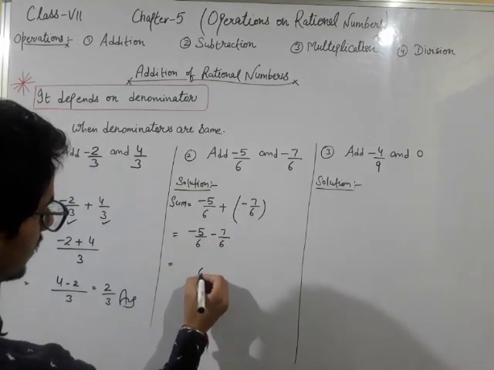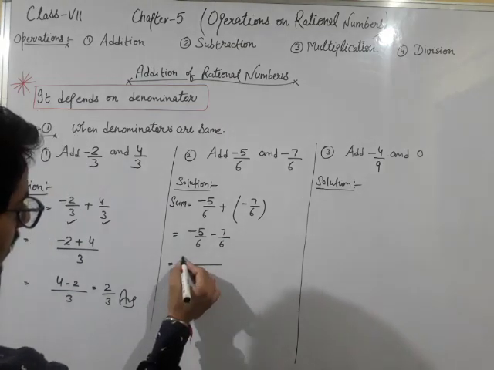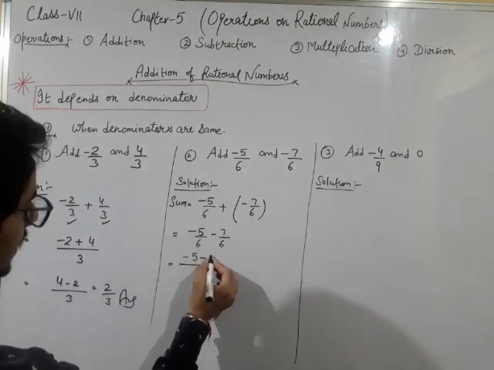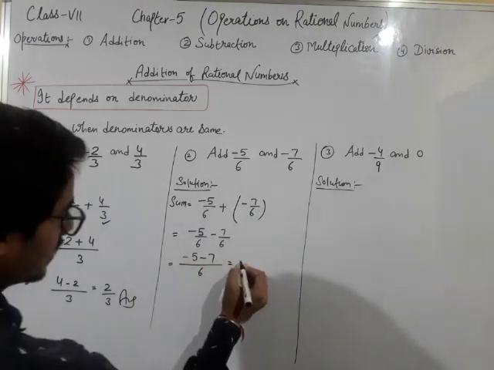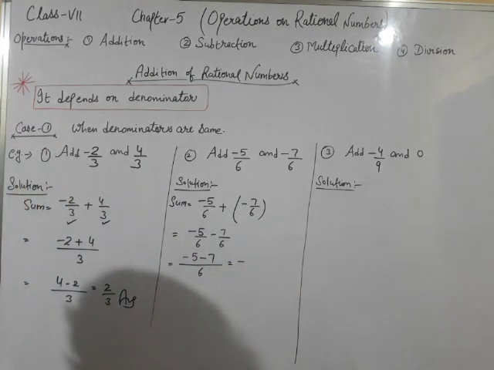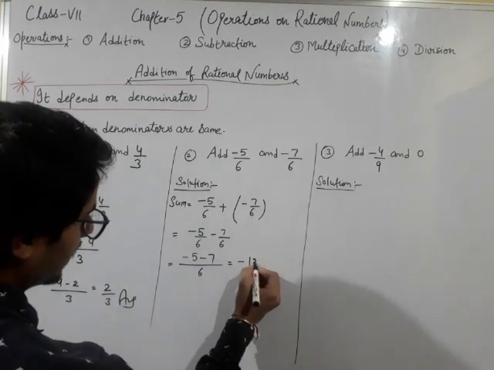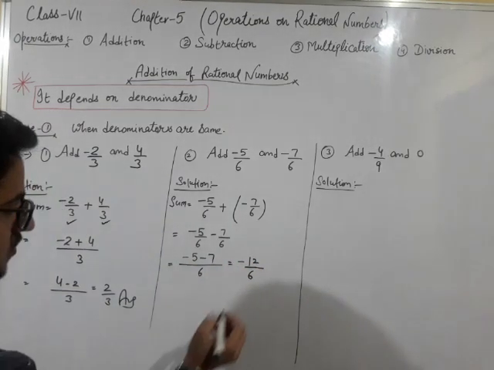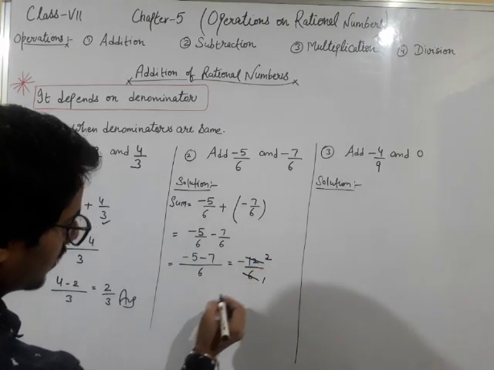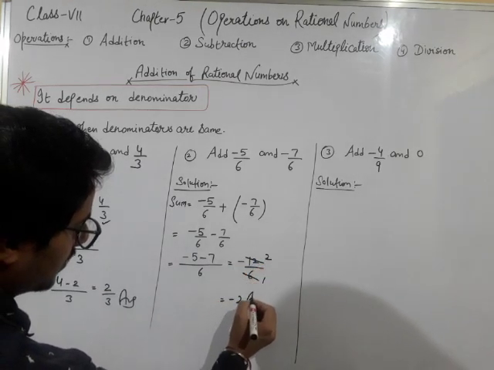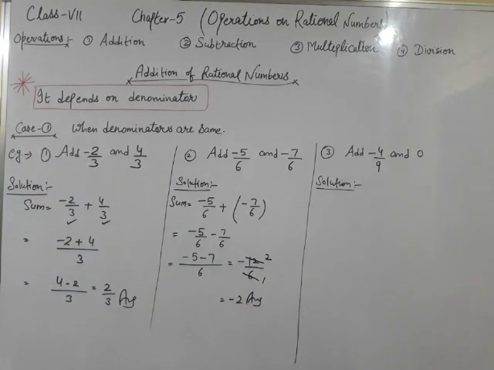The LCM of 6 and 6 is 6. Here we have minus 5 minus 7, and when we have two negative integers the sign will be the same and we will add their terms. Minus 12 upon 6. We know that 12 is divisible by 6. 6 ones are 6, 6 twos are 12. So minus 2 is the required answer of the second problem.